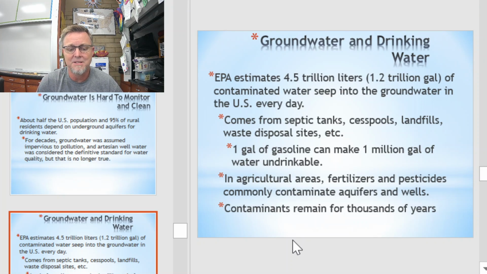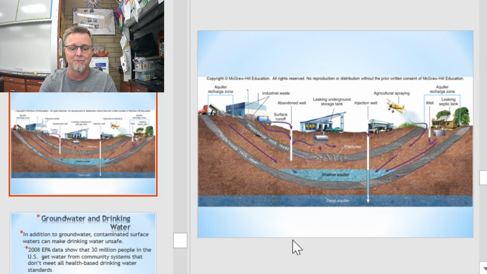The EPA estimates 4.5 trillion liters of contaminated water seep into groundwater in the U.S. every single day from septic tanks, cesspools, landfills, waste disposal sites, and the like. One gallon of gasoline can make 1 million gallons of water undrinkable. In ag areas, fertilizers and pesticides contaminate aquifers and wells, and those contaminants can last literally for thousands of years and travel through the aquifer the same way they could travel through a body of water above ground.